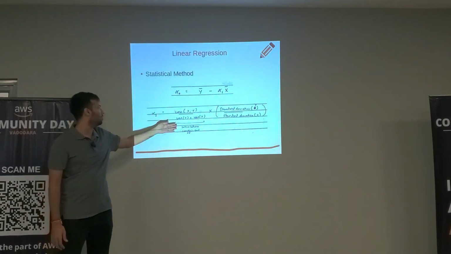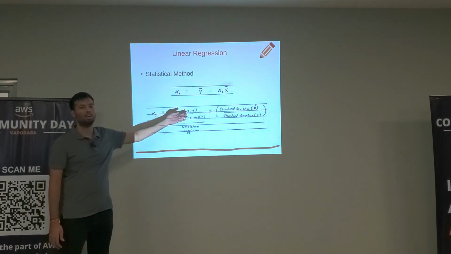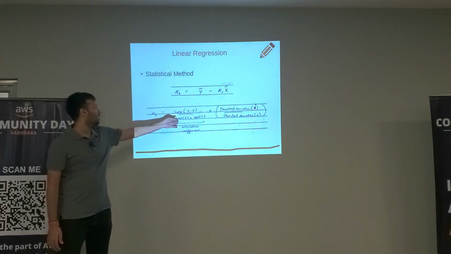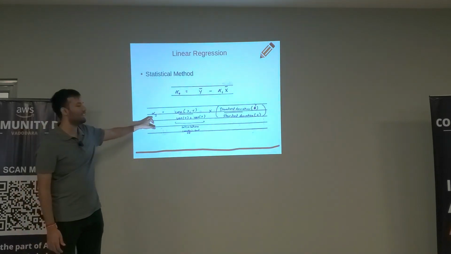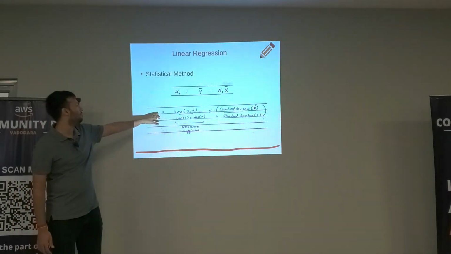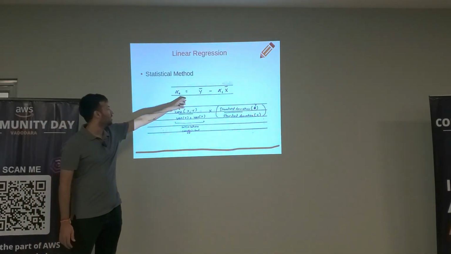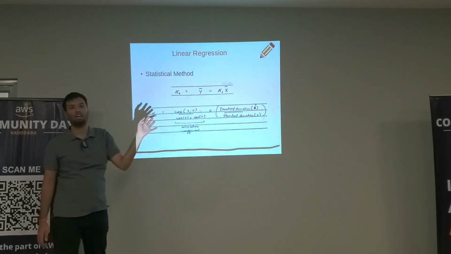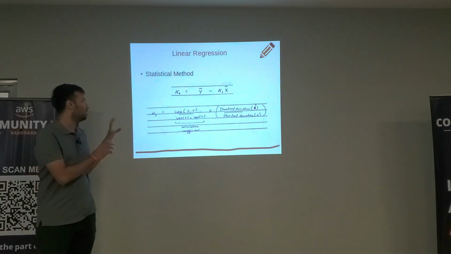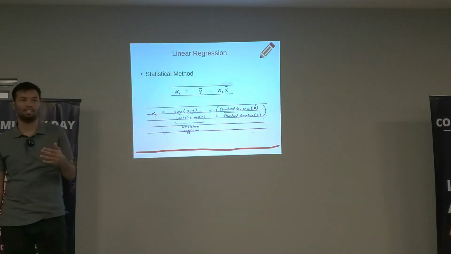If you feed in the values, find the covariance of x and y, and fit them into the formula, you will be able to get this coefficient. From this formula, where this is the mean of x and the mean of y, you will be able to get the other coefficient. So this is the line that you will be able to predict using statistics.